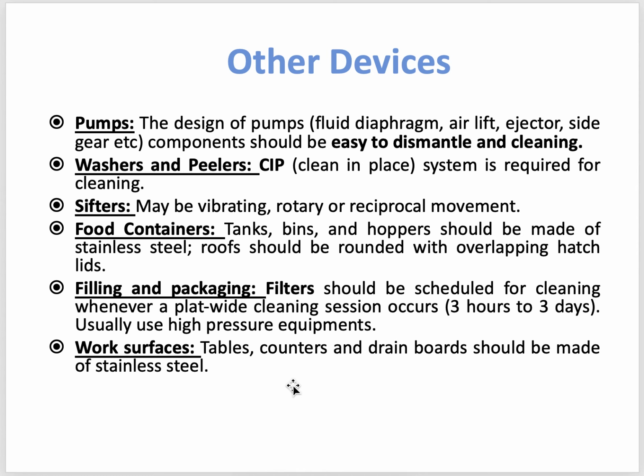Suppose the work surfaces are made of wood, or even concrete. Cracks and crevices can occur on the wood surface or the concrete surface. If there are cracks and crevices, microorganisms can settle down there, debris can settle down there, and these debris or microbes can contaminate the food item. So that's why stainless steel is the best choice to make work surfaces.